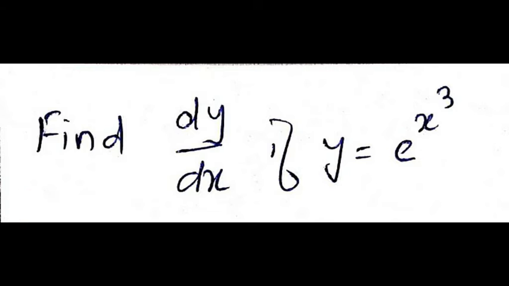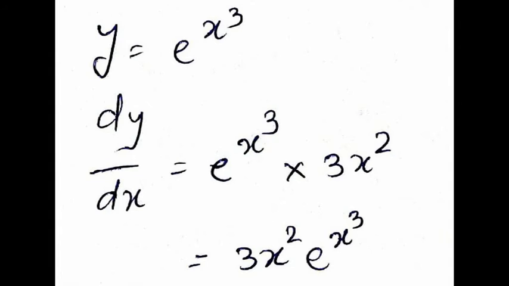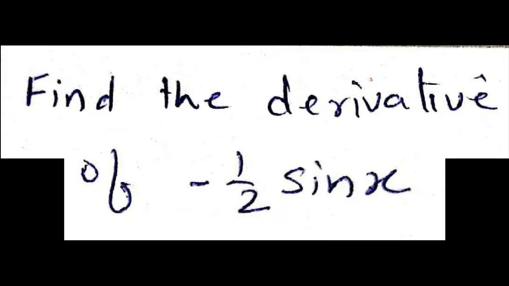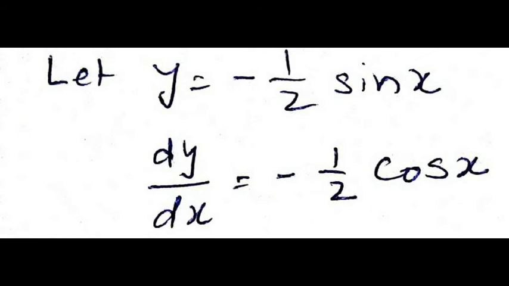Find dy by dx if y is equal to e raised to x cube. Our derivative of e raised to x is e raised to x, and derivative of x cube is 3x square, and therefore we get 3x square into e raised to x cube. Find the derivative of minus half sin x. Derivative of sin x is cos x, and therefore we get the answer minus half cos x.